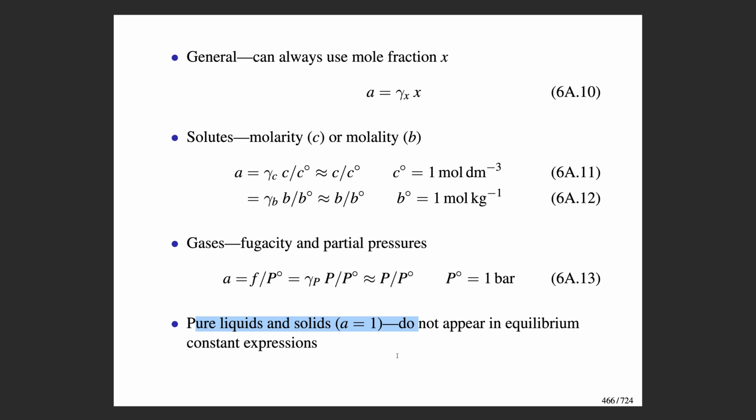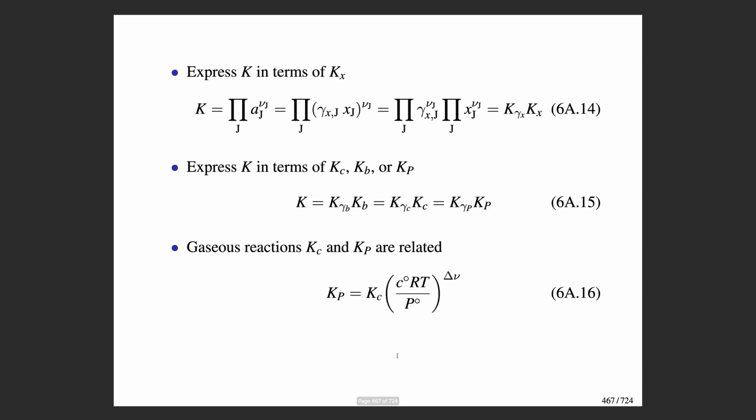Define activity in terms of any concentration that you really like to. You just need to be upfront about it so you know how to define your activity coefficients when you do your measurements. And then as a consequence of that, you can express the thermodynamic equilibrium constant in terms of all sorts of different equilibrium constants.